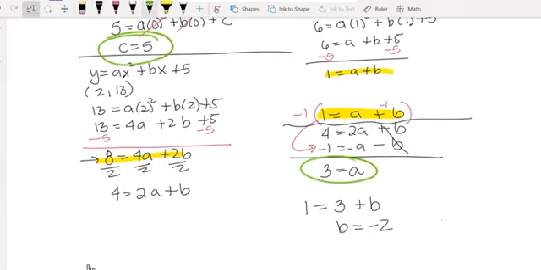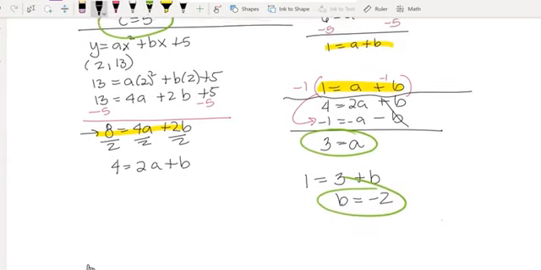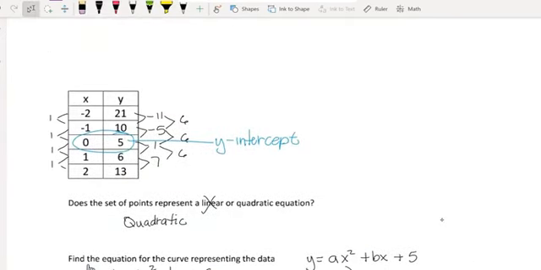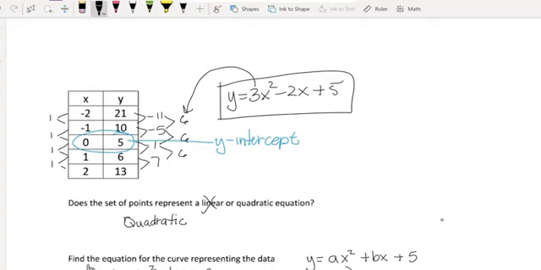So now I have my equation. Plug them back into the standard form for the quadratic equation. A is 3, B is -2, and C is 5. Now let's go back to our table. Y is equal to 3x squared minus 2x plus 5. Now we notice something interesting. A turned out to be half of the second level common difference, which is very interesting, but that'll be a discussion for another day.